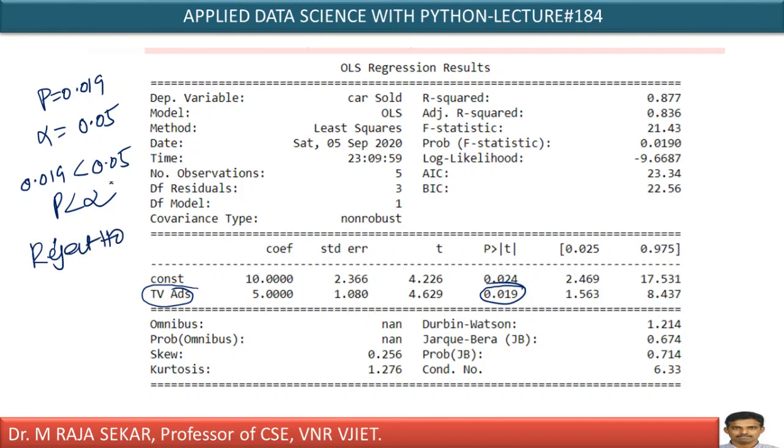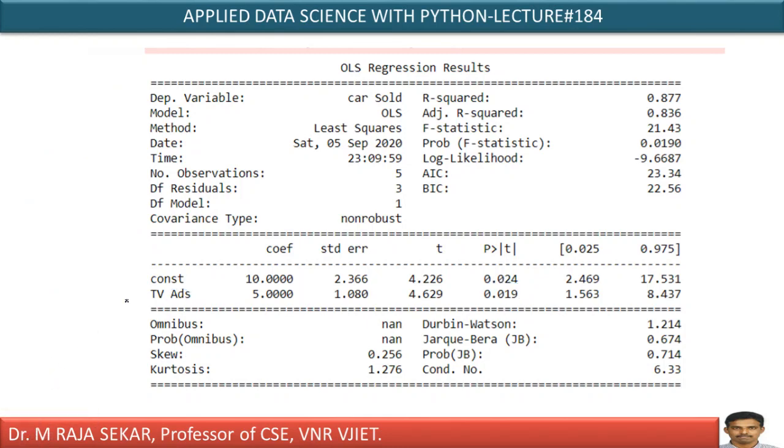What is my H0? Beta 1 equals 0. We are rejecting H0. According to the p-value approach also, we are rejecting H0. According to the t-test statistic also, we are rejecting H0.